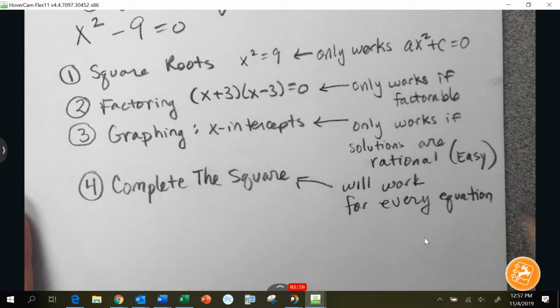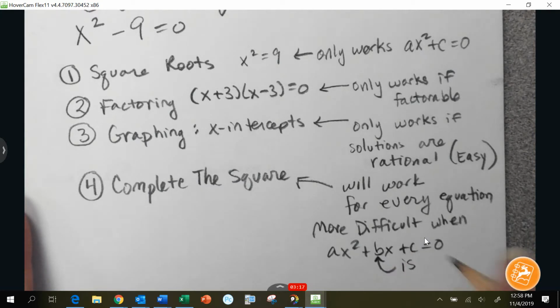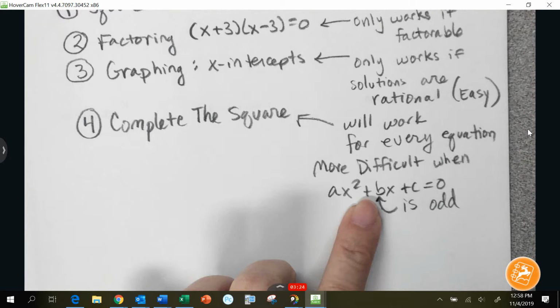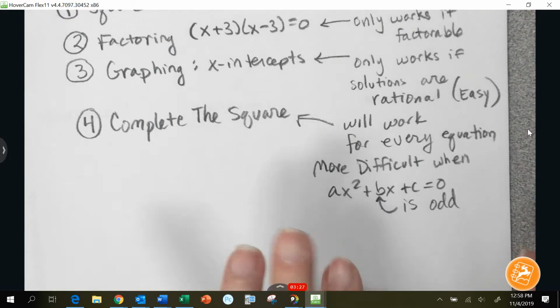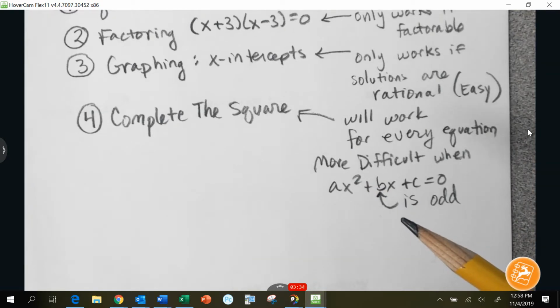Yes, it's guaranteed. But it's more difficult when the b value is odd. When the b value, that middle value with the x, is an odd number, this becomes kind of messy and yucky. And there's going to be a 5th one, but we will not get that till like Friday.